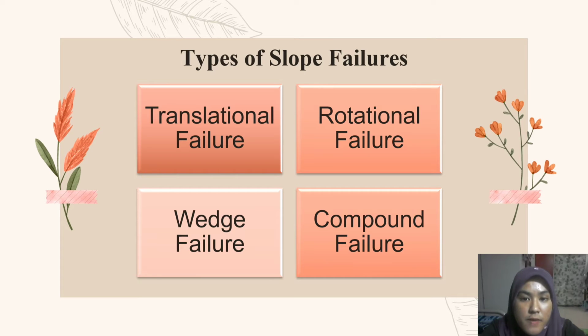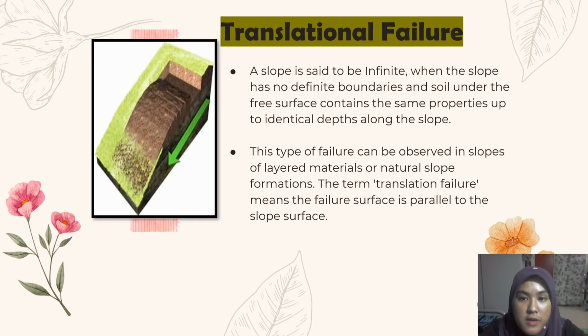Types of slope failure: translational failure, rotational failure, wedge failure, and compound failure. Translational failure: a slope is said to be infinite when the slope has no definite boundaries, and so under the free surface contains the same properties up to an identical depth along the slope. This type of failure can be observed in slopes of layered material or natural slope formation. The term translational failure means the failure surface is parallel to the slope surface.